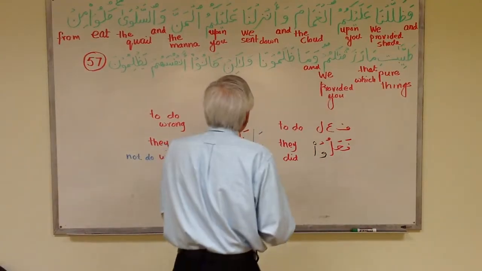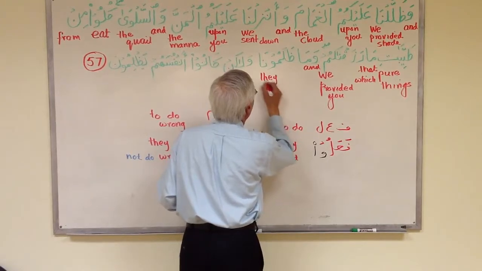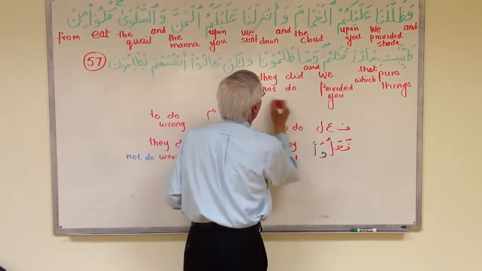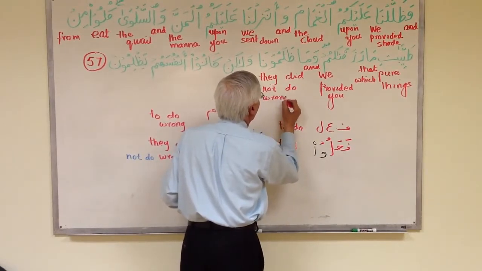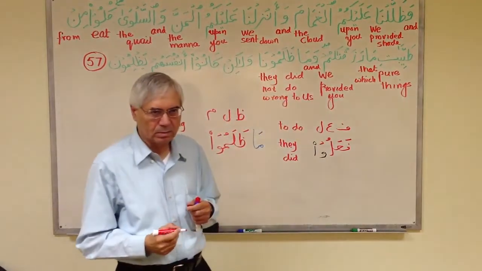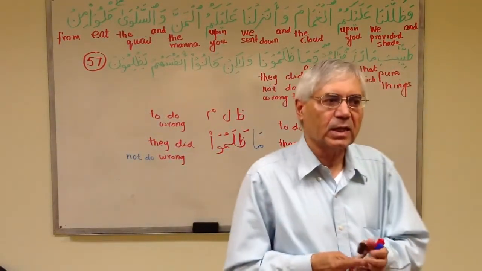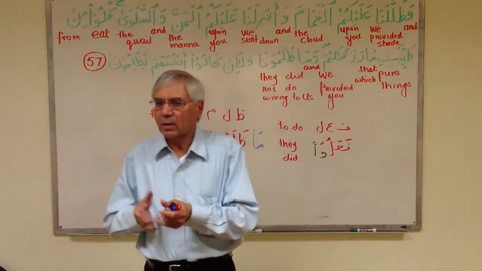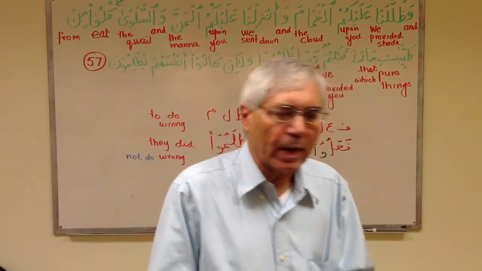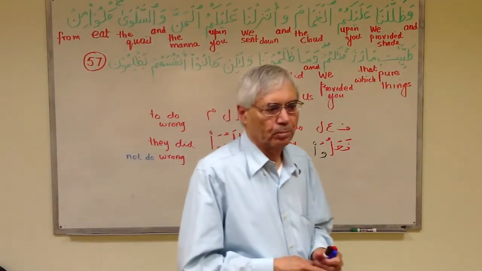Okay. So wama zalamuna, and they did not do wrong to us. Na means here us. Okay? They did not do wrong to us. Us here is Allah subhanahu wa ta'ala. So Allah subhanahu wa ta'ala provided them so much, everything. They disobeyed. And by their disobedience, Allah says they did not do any wrong to us. Or to Allah.